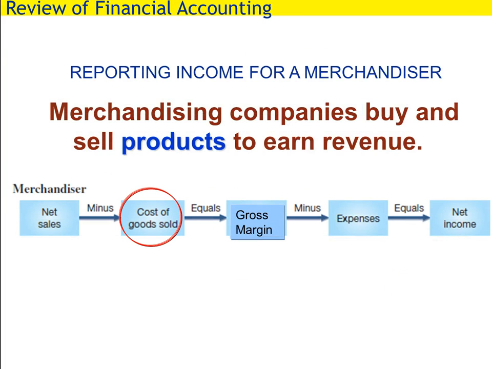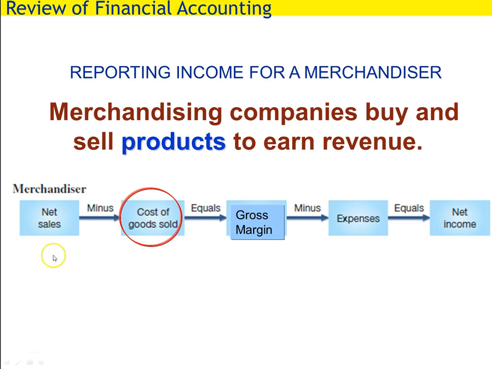Merchandising companies, on the other hand, buy and sell products to earn revenue. Their revenue is referred to as sales, right? Same exact concept, treated exactly like revenue, but it's called sales when you are buying and selling goods as opposed to services. Now, merchandising companies have one very large expense that service companies do not, and that is the cost of the goods sold, right? The cost of the inventory that they sell.